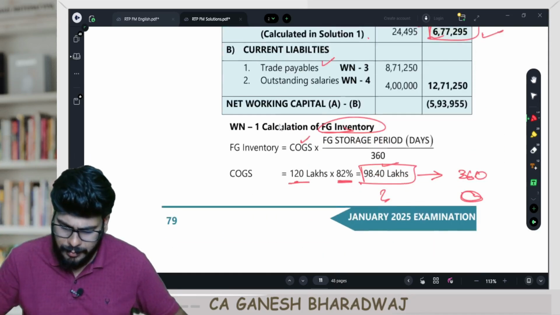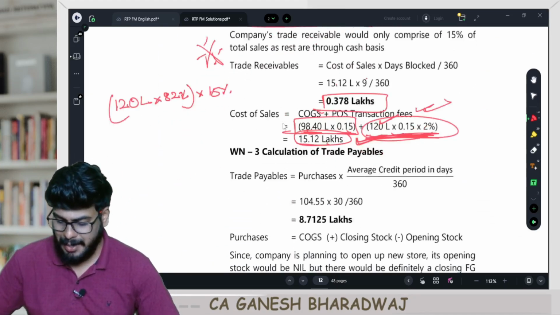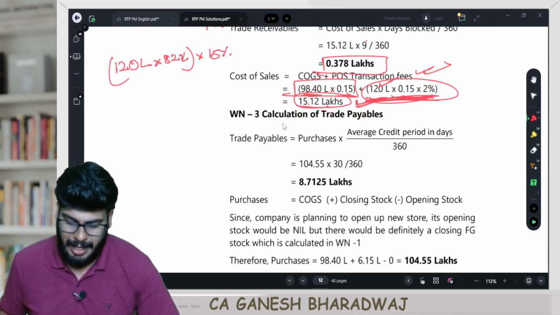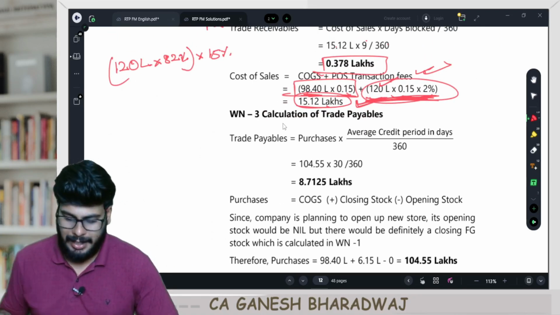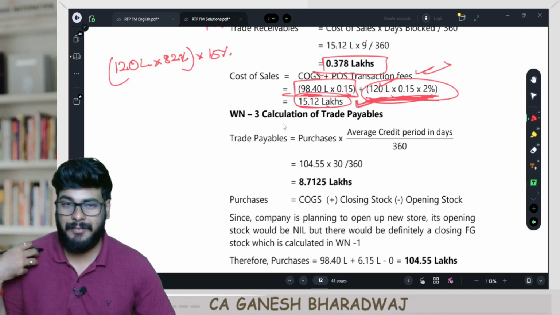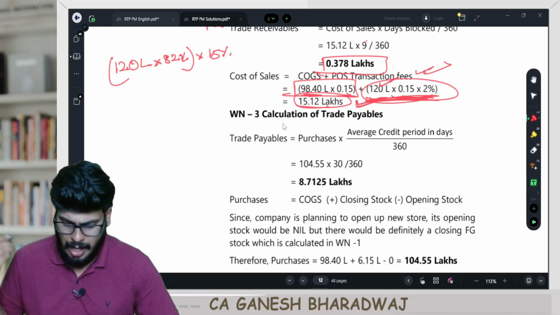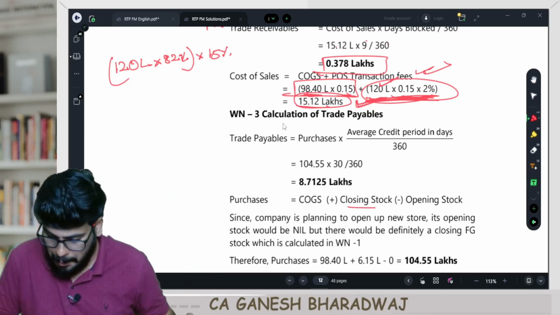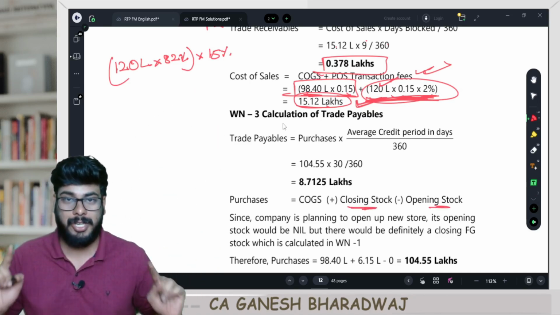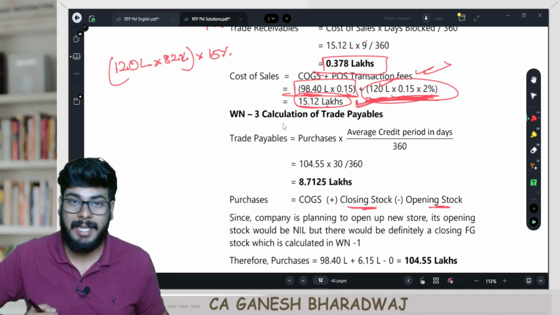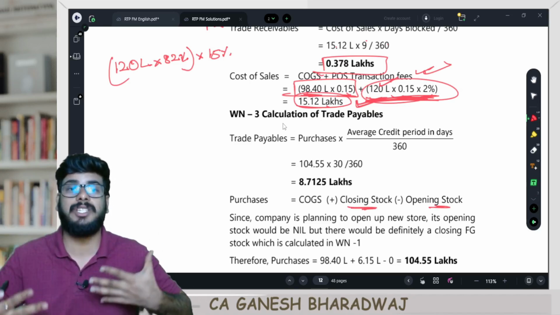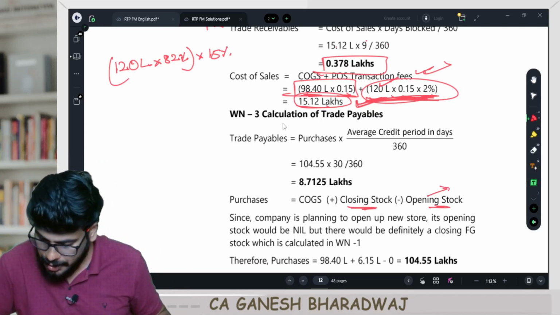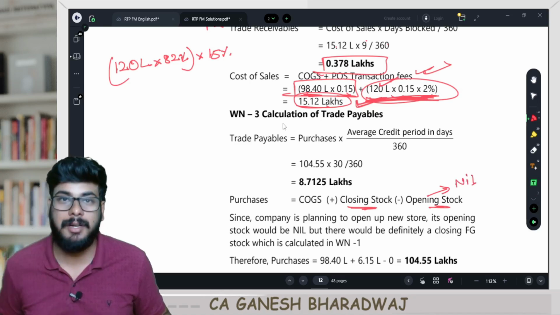Next one, trade payables. How do we calculate trade payables? Once again, the total purchases is the figure using which we value the trade payables. How will you calculate the total purchases? Cost of goods sold plus closing stock minus opening stock. In this case, they are planning to open the store for the first time, which means opening stock will be nil.